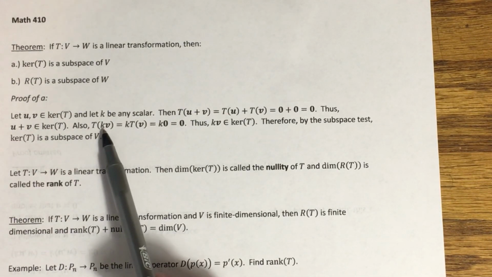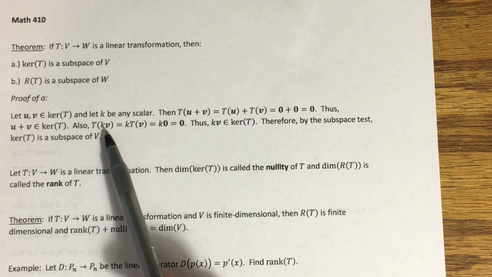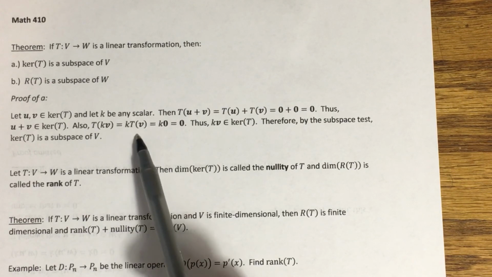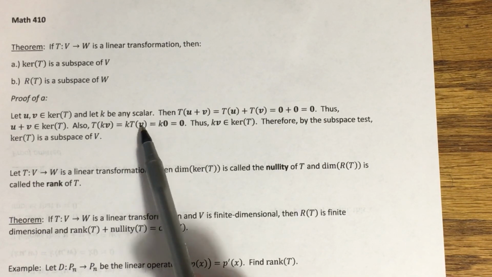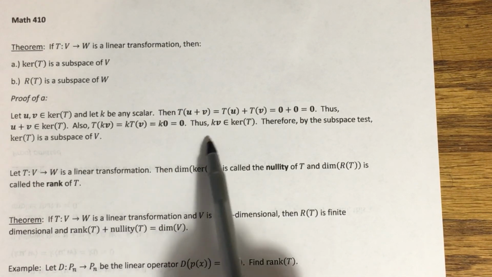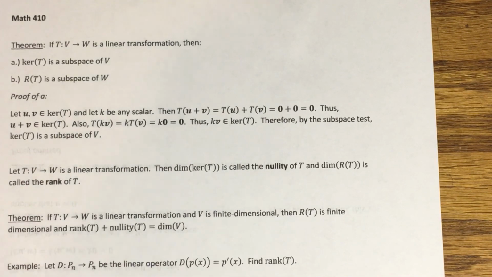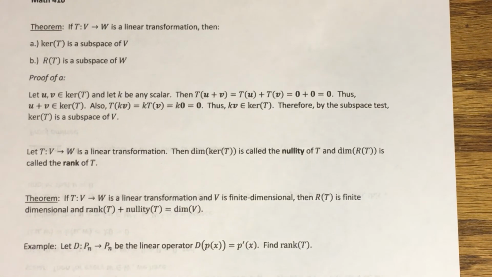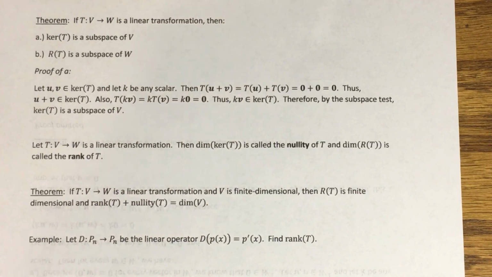Similarly, if I want to determine what happens if I plug KV into my linear transformation, from homogeneity, I can bring that K out. T of V, because V belongs to my kernel, is just 0, so this becomes K times 0, which again is just the 0 vector. That means KV is in our kernel as well. So by the subspace test, the kernel has to be a subspace of V. All right.